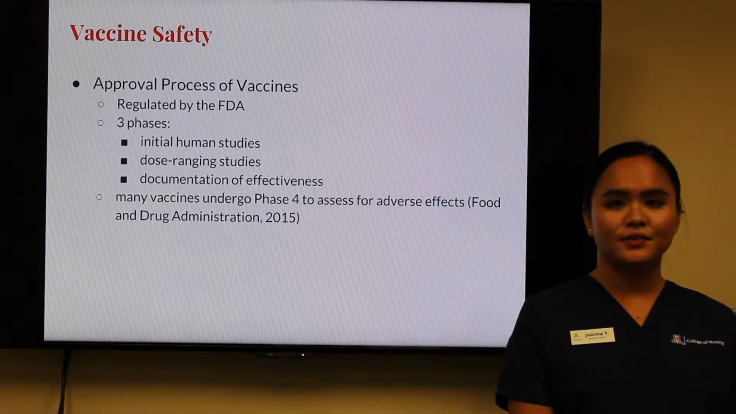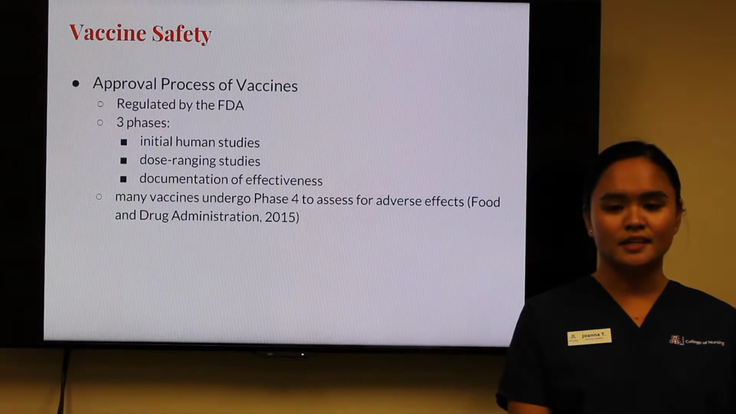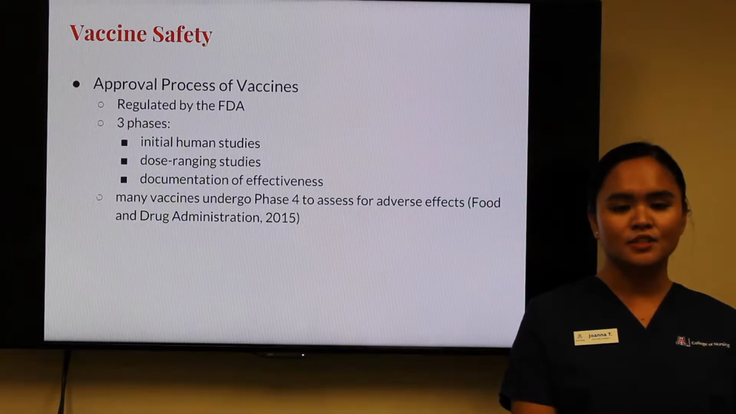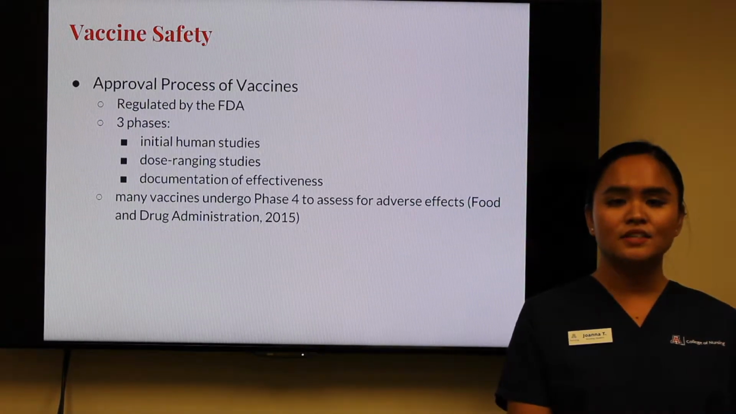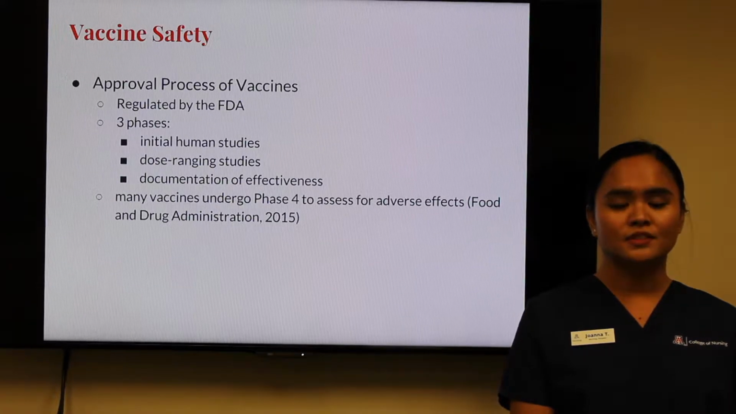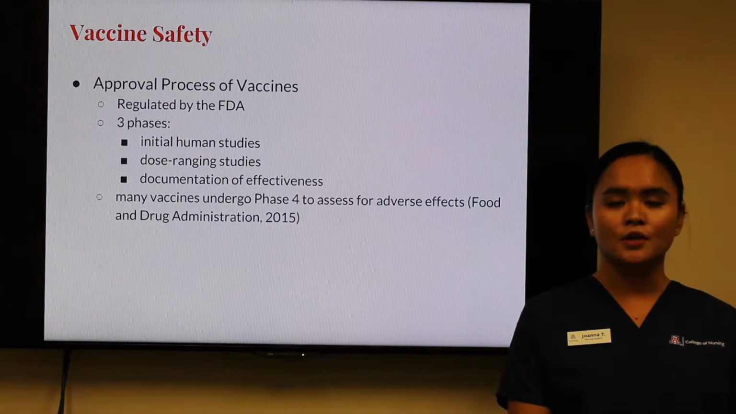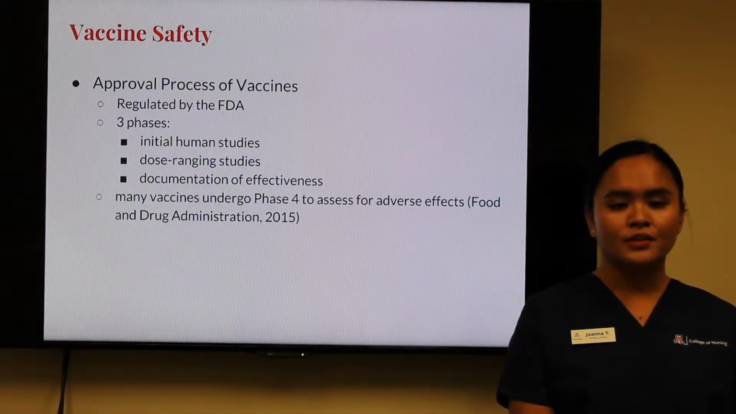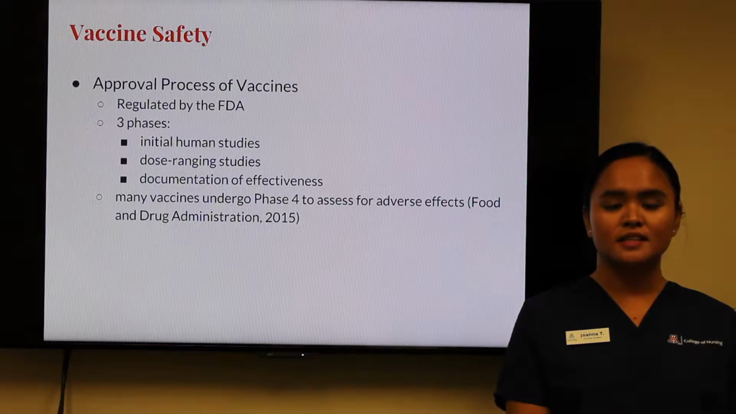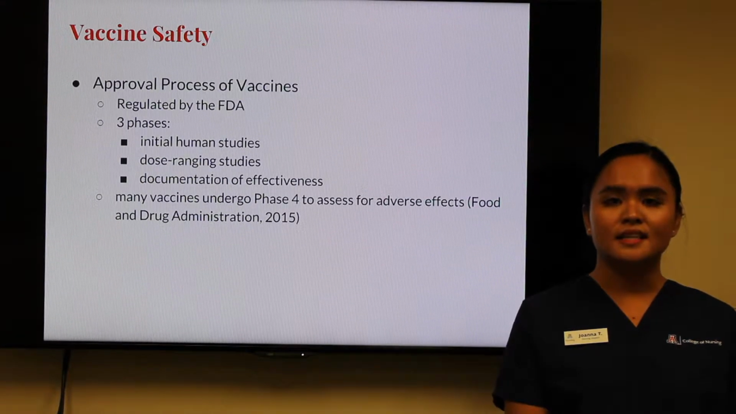The approval process of vaccines is regulated by the Food and Drug Administration. It consists of 3 phases: initial human studies, dose-ranging studies, and documentation of effectiveness. The first phase, initial human studies, studies the safety of the vaccine and the immune responses on a small number of subjects. The second phase, dose-ranging studies, studies different doses to test what dose works best.